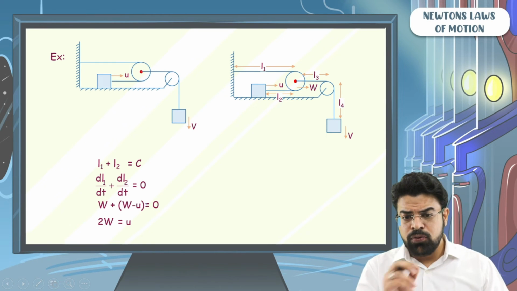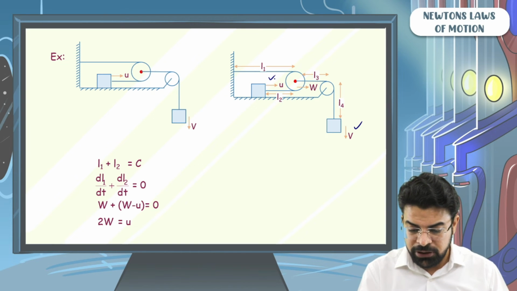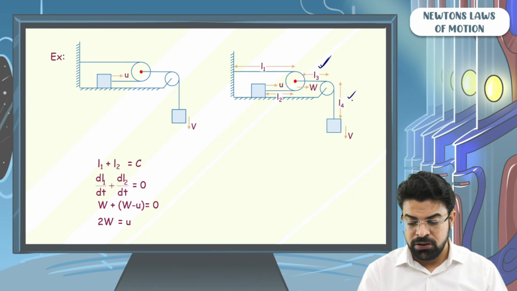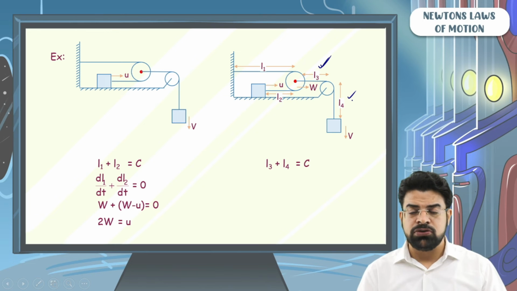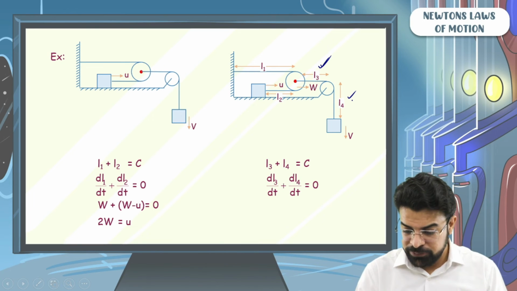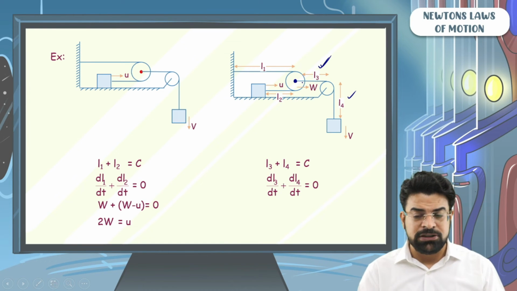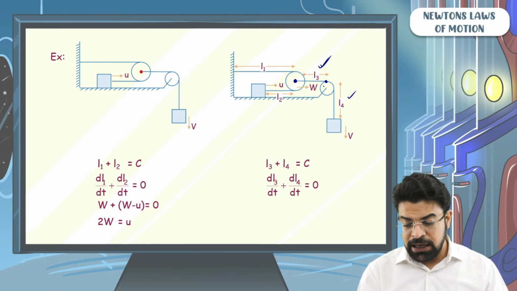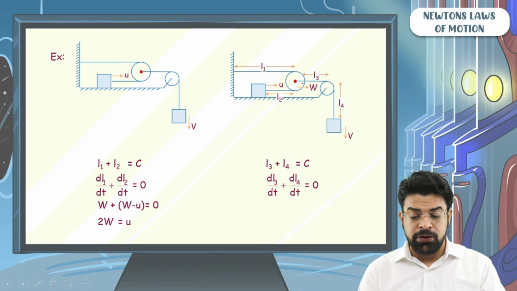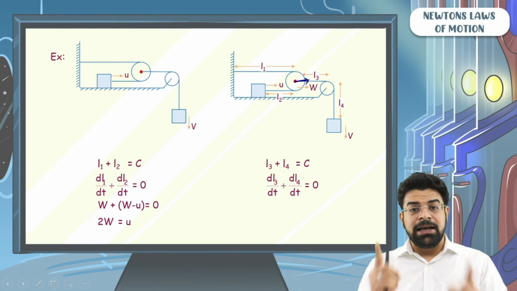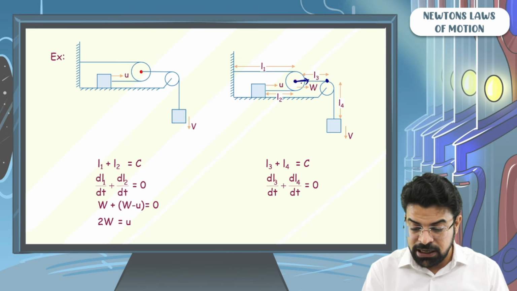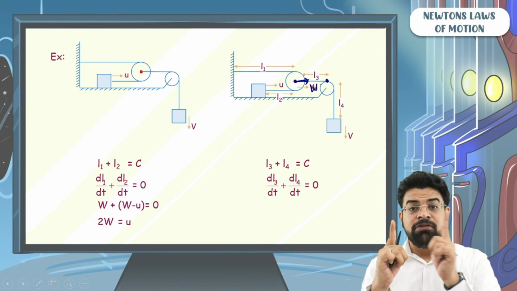Now, how to find the relationship between V and U? We will apply the string constraint on the second string. So we will say L3 plus L4 has to be constant, so dl3 by dt plus dl4 by dt has to be equal to 0. Now how will you write dl3 by dt? The length 3 is defined from the center of this first pulley to the top of the second pulley. As the second pulley is fixed, this terminal won't move. But this terminal, which is on the pulley, will move with a speed W. So dl3 by dt equals minus W.